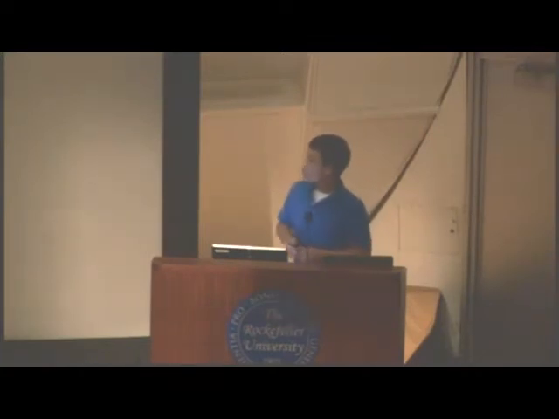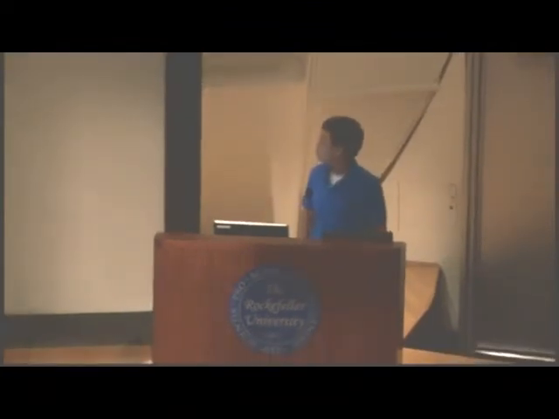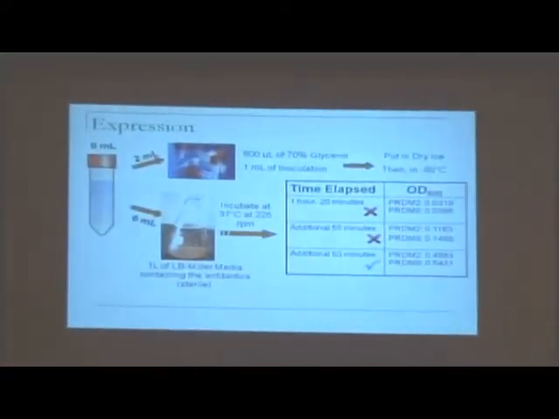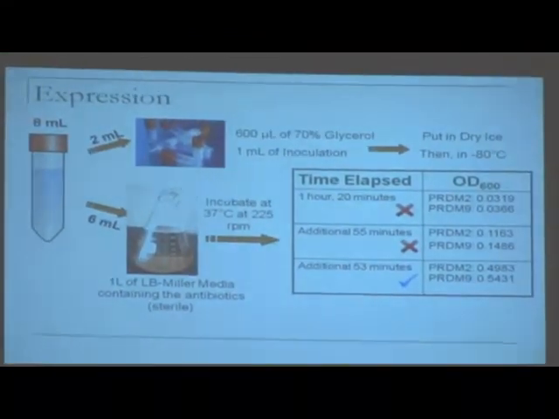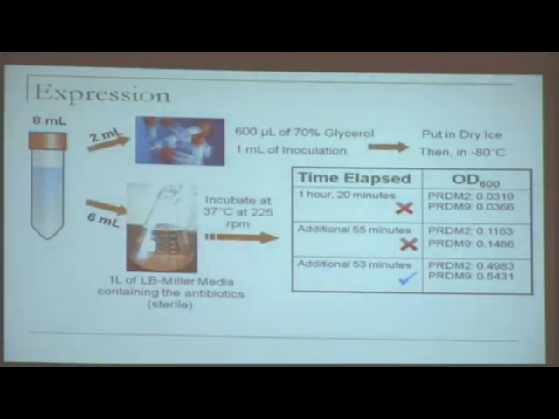So after 1 hour and 20 minutes, I found the OD600. OD stands for optical density, and 600 is because there was 600 nanometers of wavelength that passed through the sample. For PRDM2, it was 0.03, and about the same for PRDM9. And there's an X, as you can see, because I want the sample between 0.4 and 0.6. That's the ideal density of the sample that you want. So I did it again for 55 minutes.